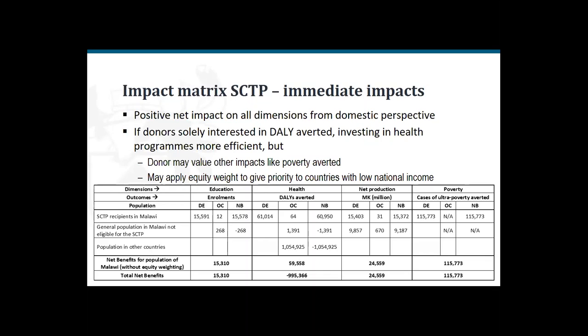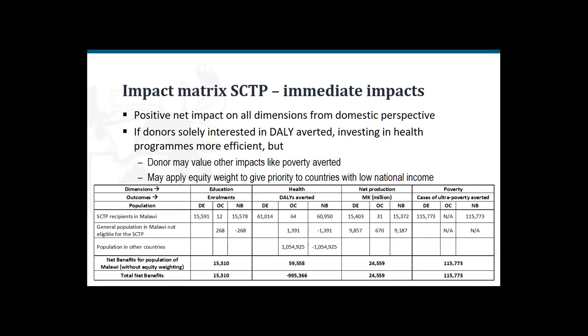However, if we have a donor that's just interested in health interventions, then there is the potential that investing those resources that they provide to the cash transfer directly to health interventions across a range of different countries could produce more DALYs averted elsewhere. So there is an opportunity cost and a negative net benefit from the perspective of the population in other countries.